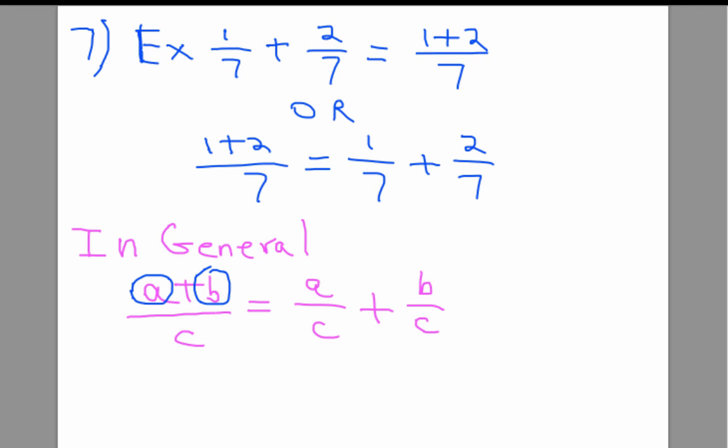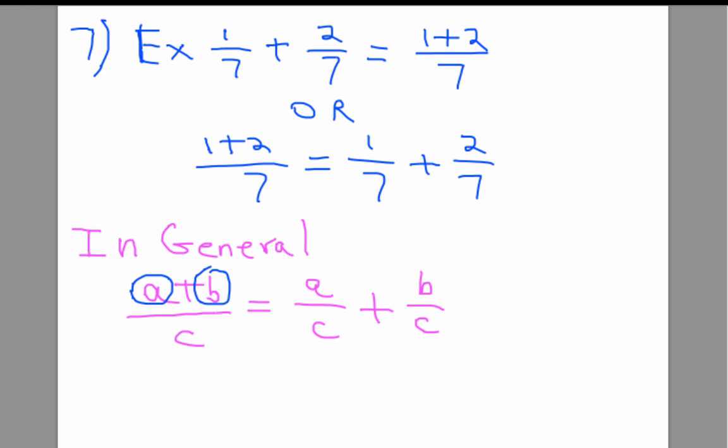1 over 7 plus 2 over 7 equals 1 plus 2 over 7, since when the denominators are the same, we're permitted to add the numerators. We could swap the left and right sides, and we would get 1 plus 2 over 7 equals 1 over 7 plus 2 over 7. So in general, for each term, something being added or subtracted, in a numerator, it gets its own smaller fraction with the denominator in the original fraction.